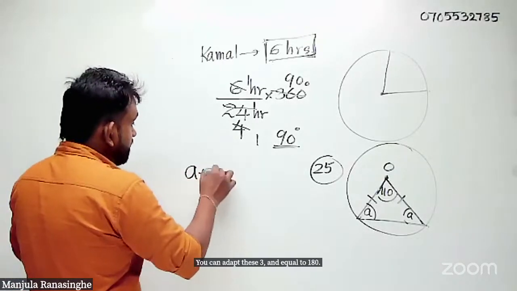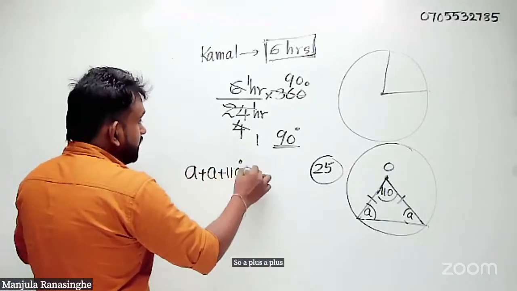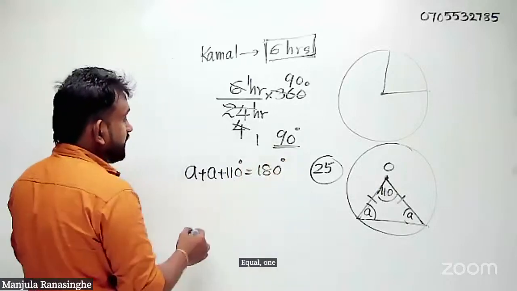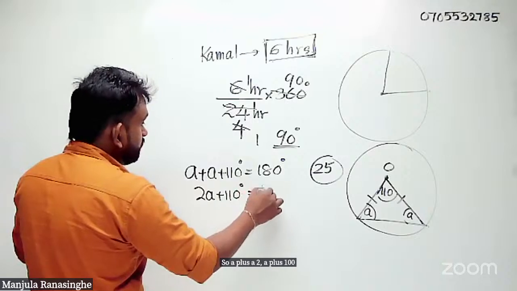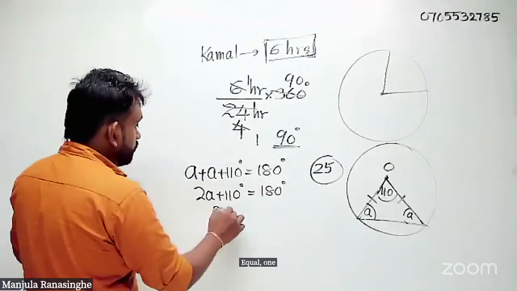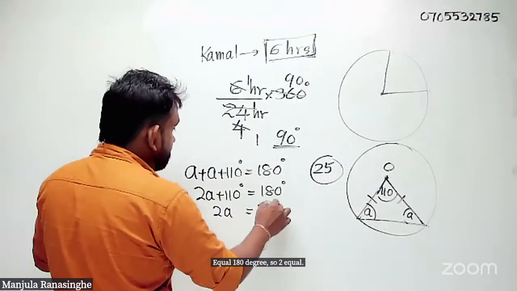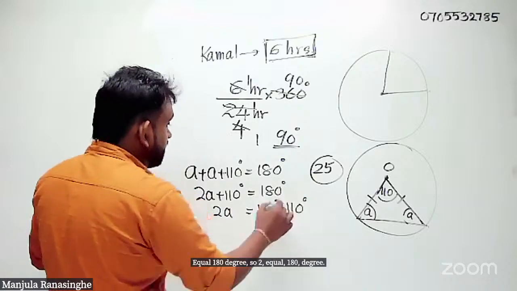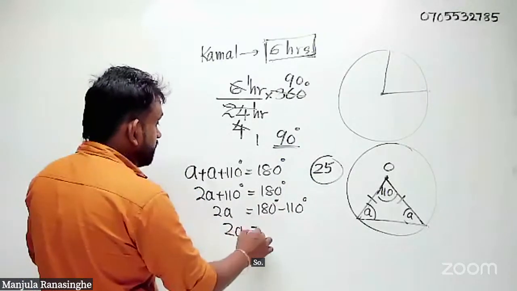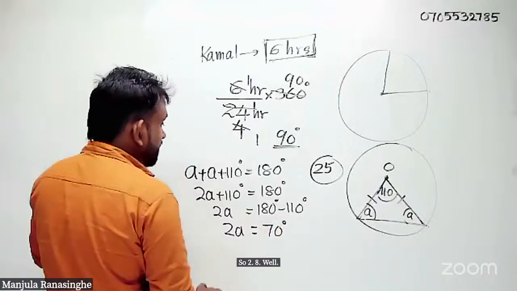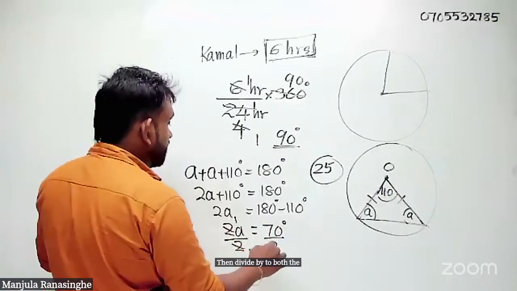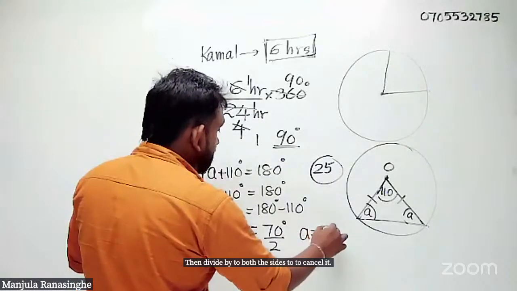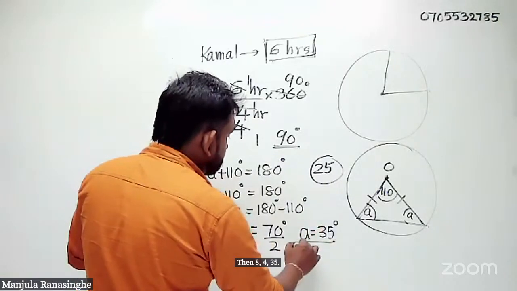So A plus A, 2A, plus 110 equals 180 degrees. So 2A equals 180 degrees subtract 110, so 2A equals 70 degrees. Then divide both sides by 2, the 2 cancels, then A equals 35 degrees.